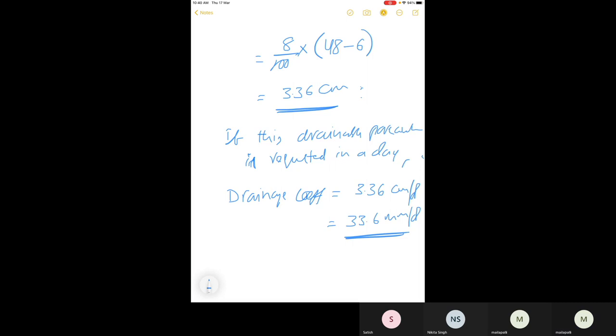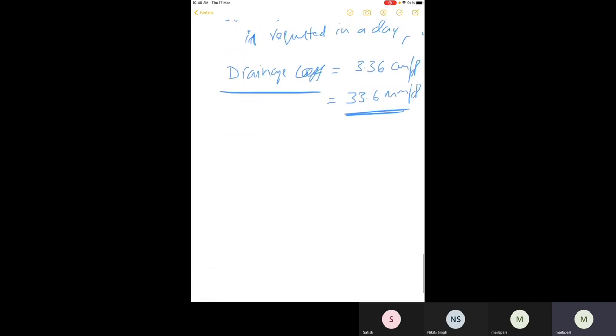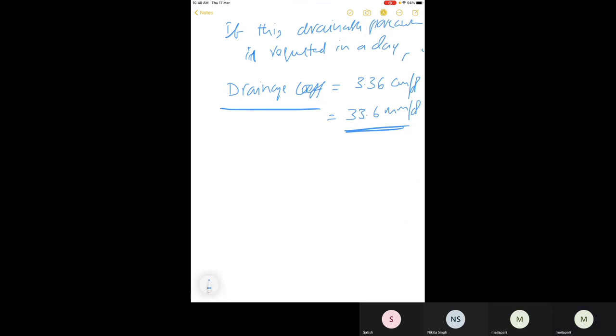Okay. So the time is not given. Suppose you mention that this has happened in one day, then this will be like the drainage coefficient. All right. So the next is another example, so let's see this other example to find out the drainable porosity the other way. Okay. So example two.